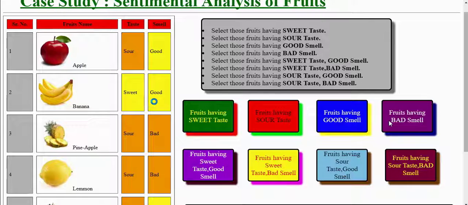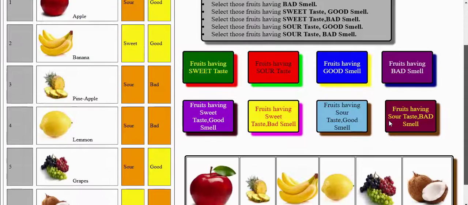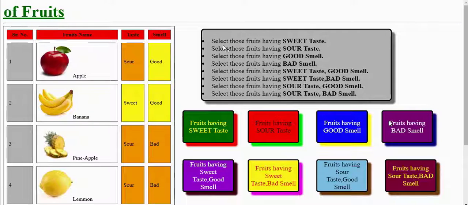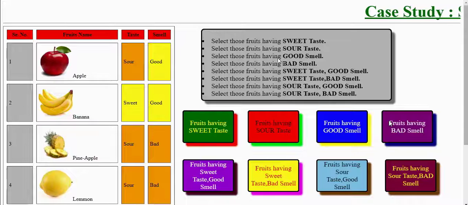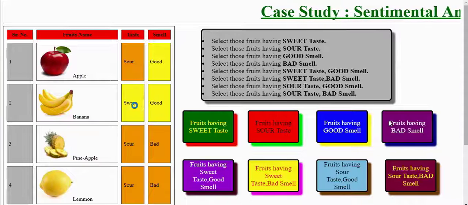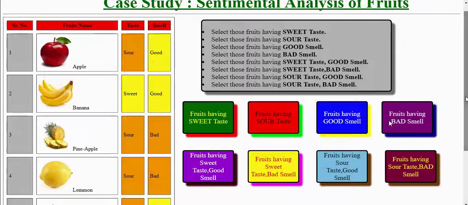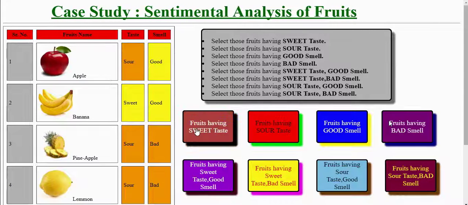Then we have the sweet taste but the smell is bad. We have the sweet taste but the smell is good, sour taste, good smell, sour taste, bad smell. So these are the simple questions. So what we did here, you can see in this table, we first took the fruits and we categorized them according to their taste and smell, whether it is good or bad.